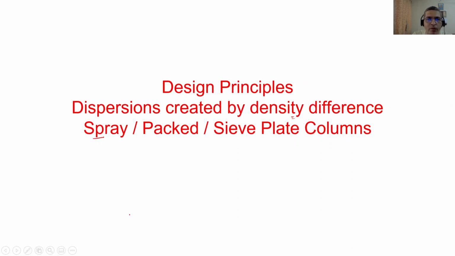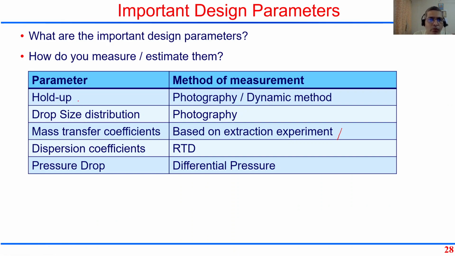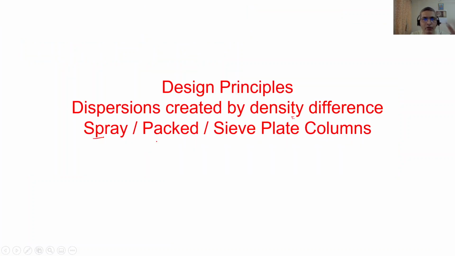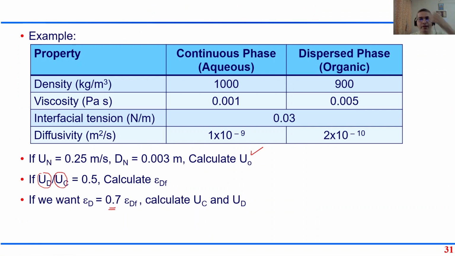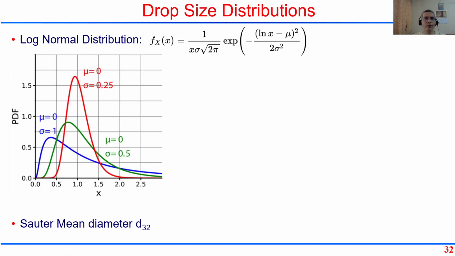What did we want? We wanted to get the hold up, right? Drop size distribution is something that we will talk about now, and then we'll talk about mass transfer coefficients. Whenever you are creating a dispersion, you are always going to have a size distribution. You are not going to have all the drops having the same size. The drops will have a size distribution. A Gaussian or random distribution is one such kind of distribution.